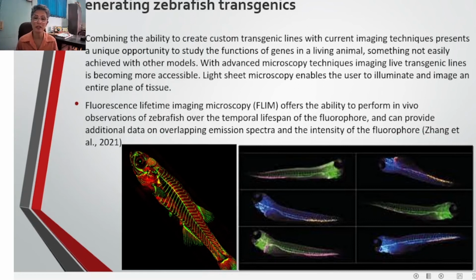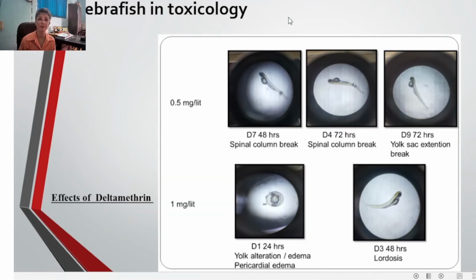So this particular type of imaging system can be utilized for each and every type of system during the development of the zebrafish. For example, development of the liver, development of the intestine, development of the eye, also development of the brain, and development of the heart also. So this type of imaging system is very much helpful for zebrafish transgenesis and the study.